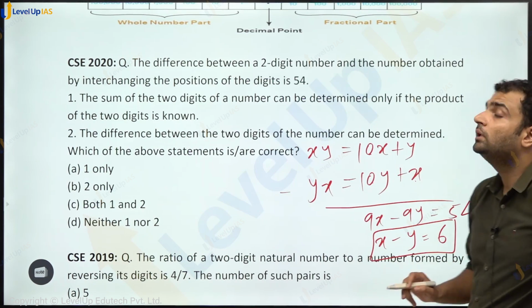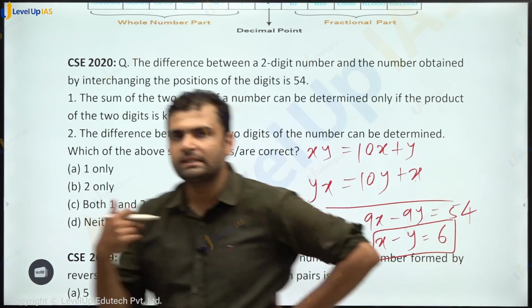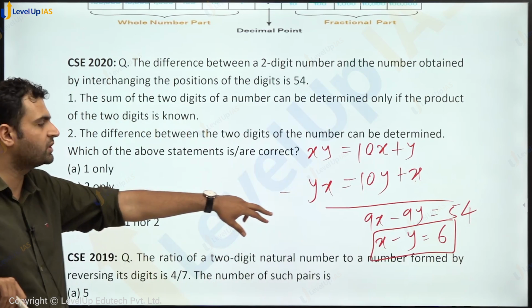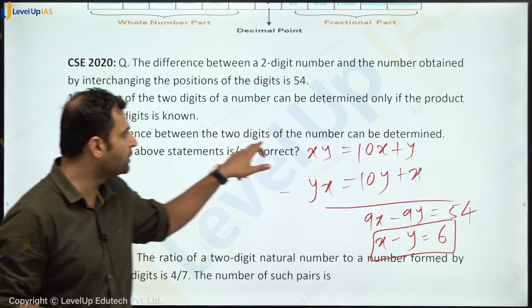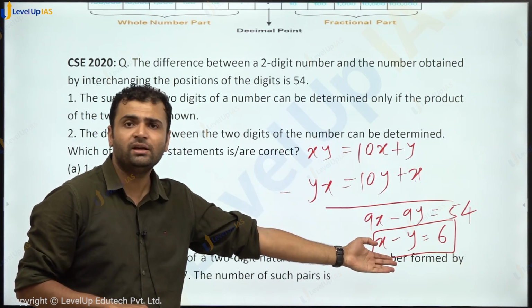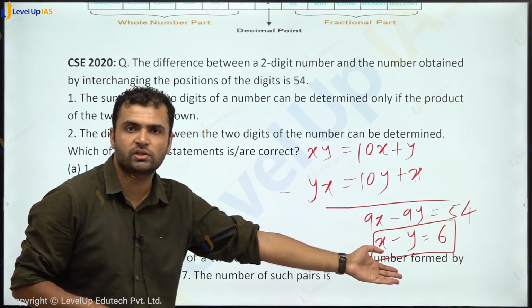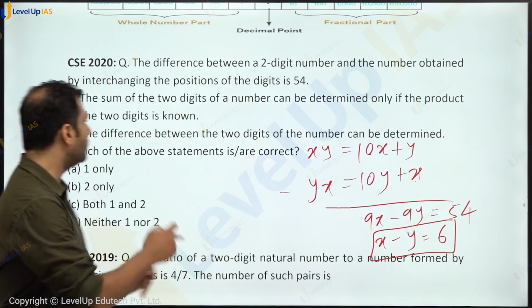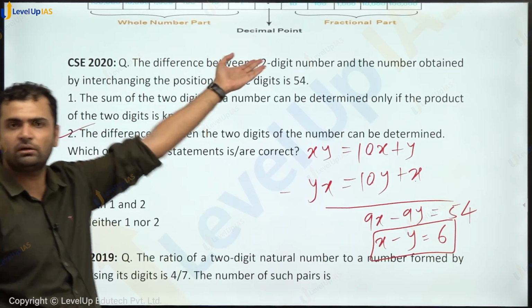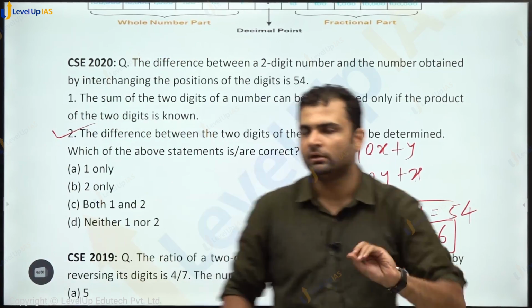Fine. Now let us read the statements. This is what information we have from the question. Second statement, the difference between the two digits of the number can be determined. Definitely, this is the difference between the two digits. x y we are assuming as the two digits. Their difference is what we can determine based on the information. True. The second statement is true.